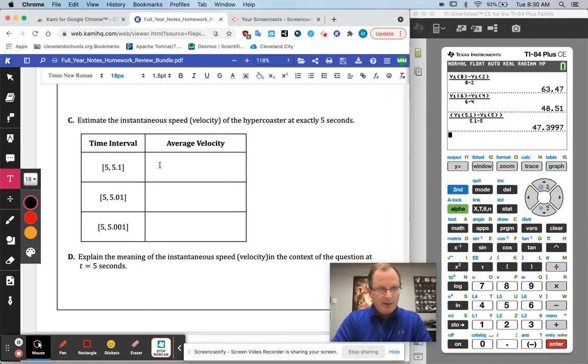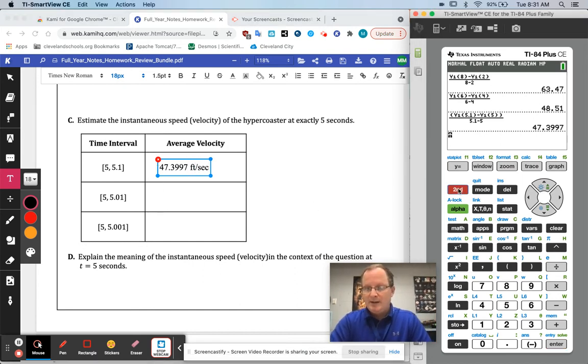Oh, good. All right, so over here we have 47.3997 feet per second. Okay. And here we go. Let's go to the next one. Second entry. All right, we're back up here. I've got all kinds of parentheses up here I don't need. You go away.